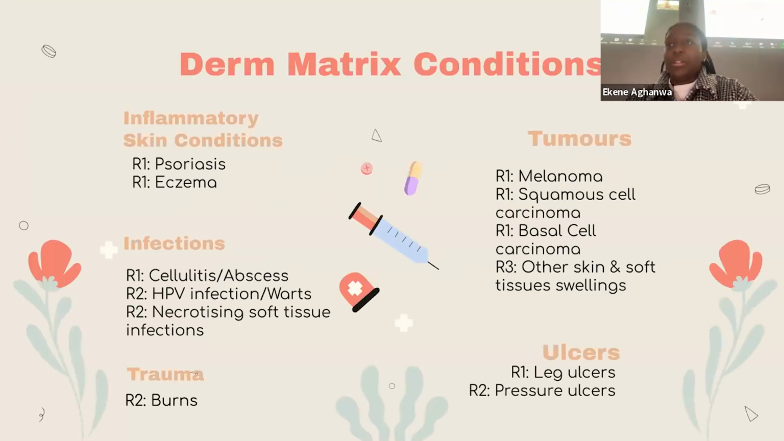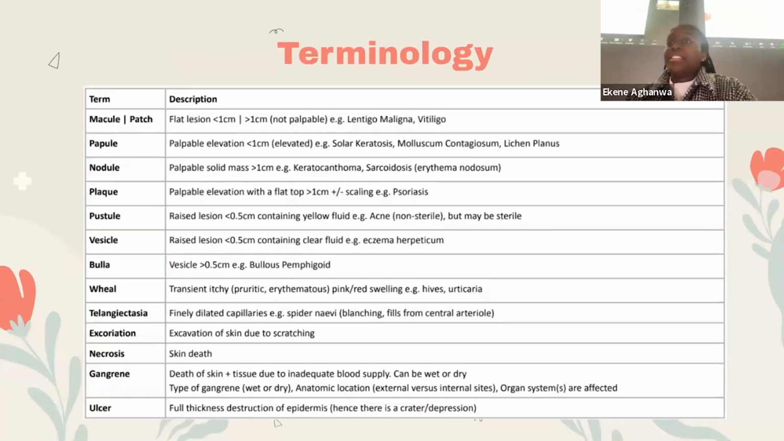So here are the dermatology matrix conditions. Today I'll mainly be going through the R1s, but there are a few R2s and 3s. Definitely come back to this slideshow and have a look at them as well. But yeah, mainly the R1s. Here's just a table with some dermatology terminology that can be really helpful when someone's describing a rash or something like that. So definitely have a look at this because it can help decode some of the language that's used.